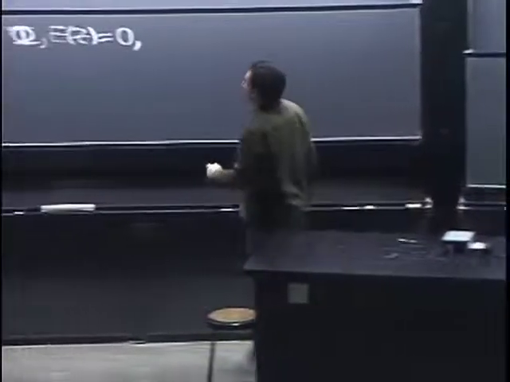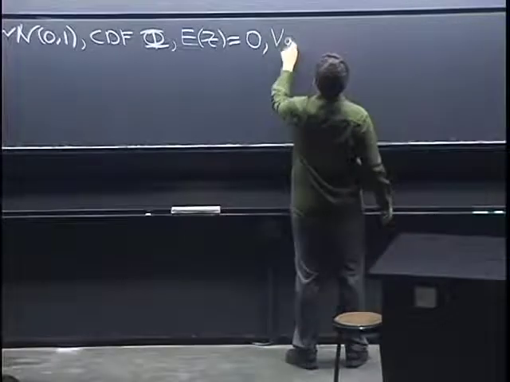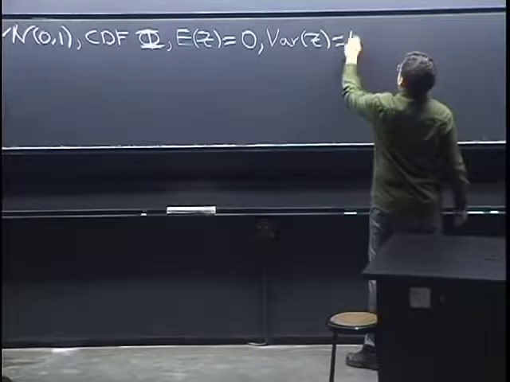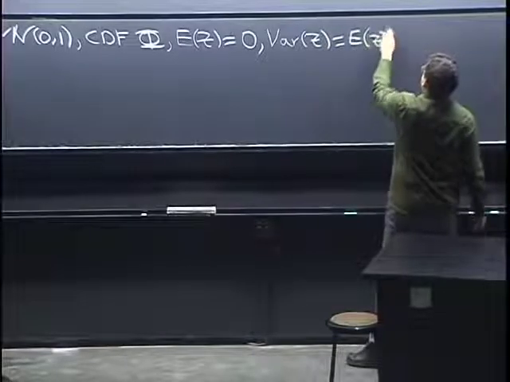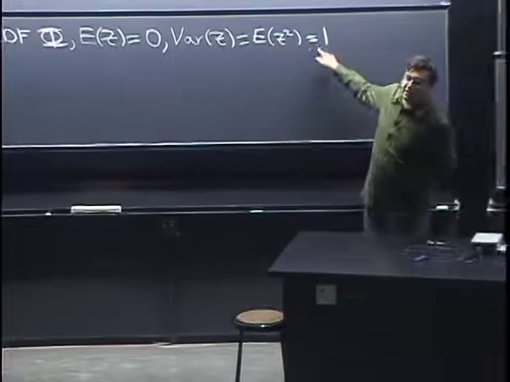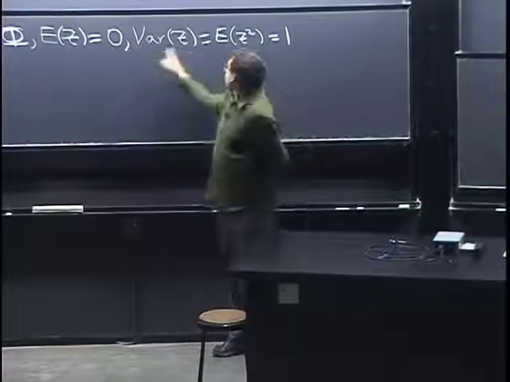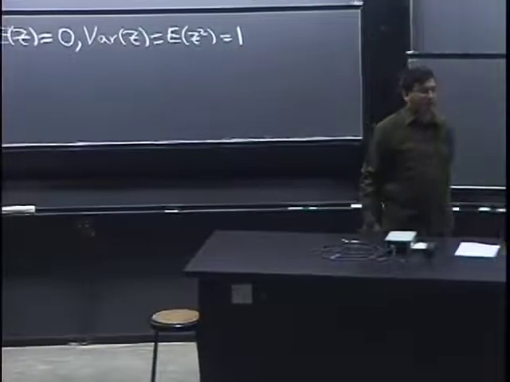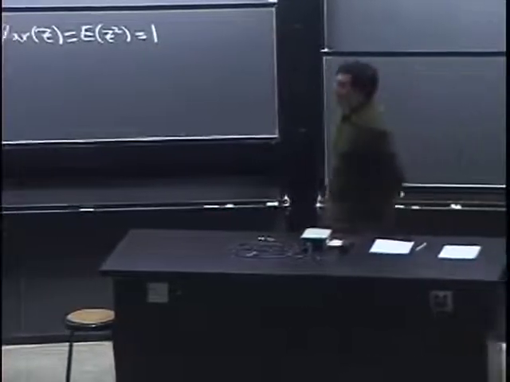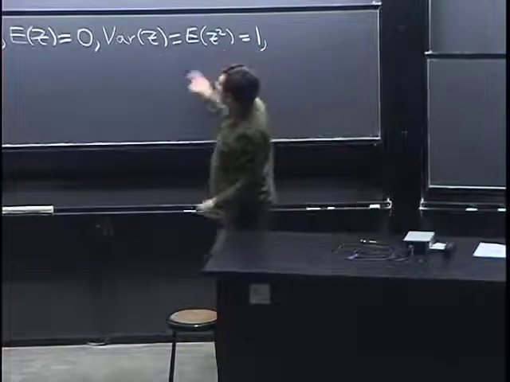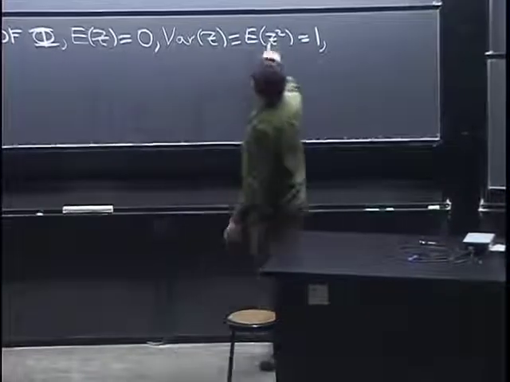Then we also did the variance. The variance equals E of Z squared, which equals 1, because variance would be E of Z squared minus (E of Z) squared, but that's 0. So that's 1. We computed that last time using integration by parts. And by the way, this is called the first moment, second moment.